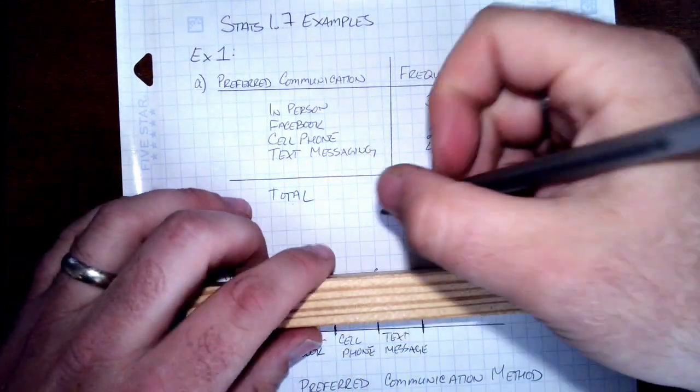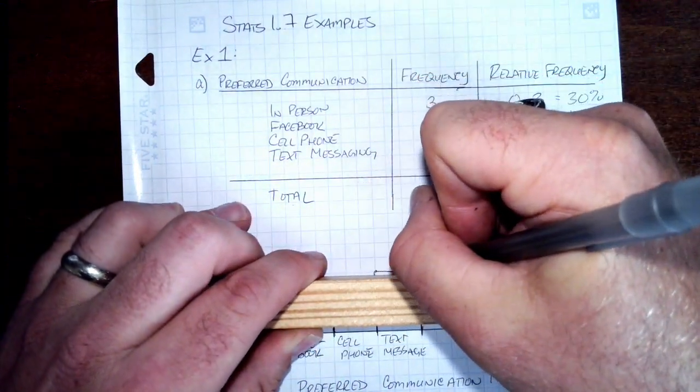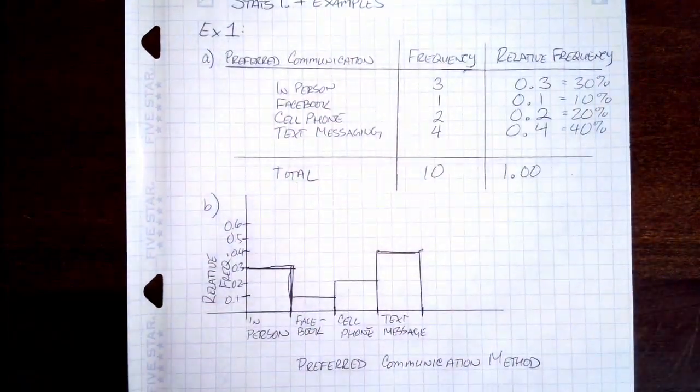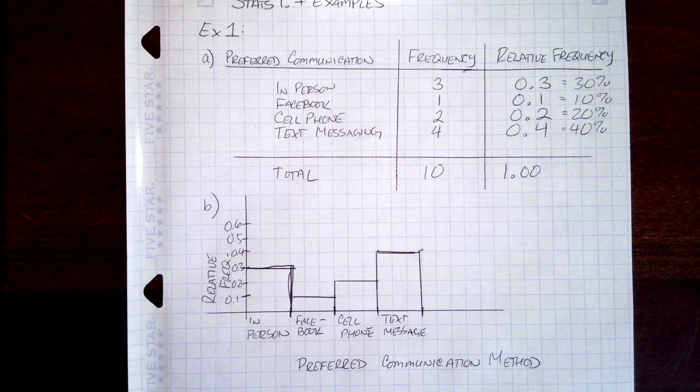Again, because this is categorical data, I didn't have to put these 4 categories in this particular order, so it does not make any sense to say that this is skewed or symmetric, because I can rearrange this any way that I want.